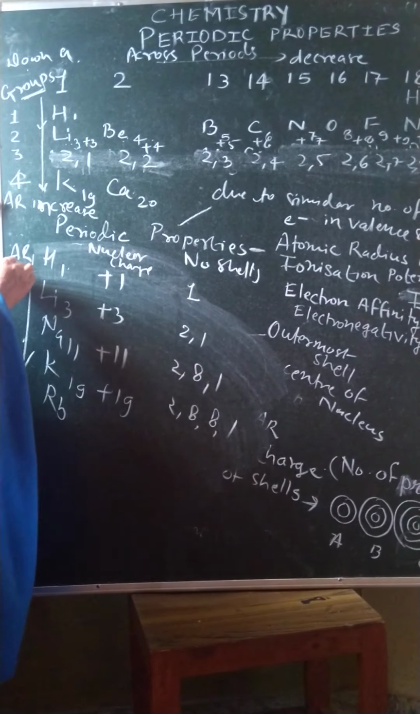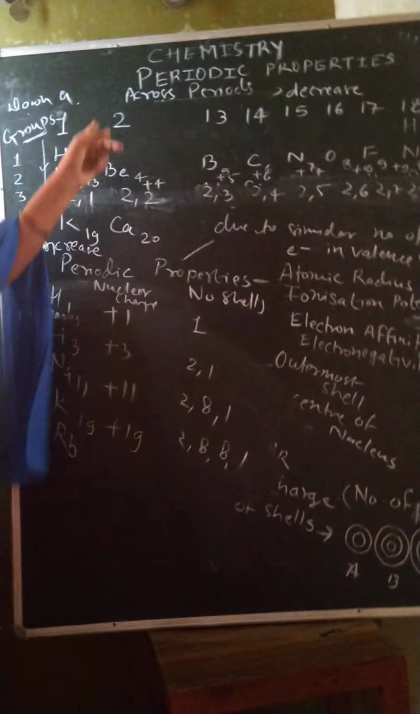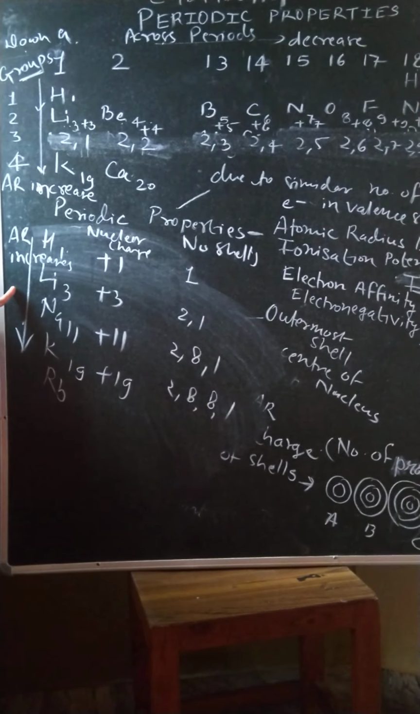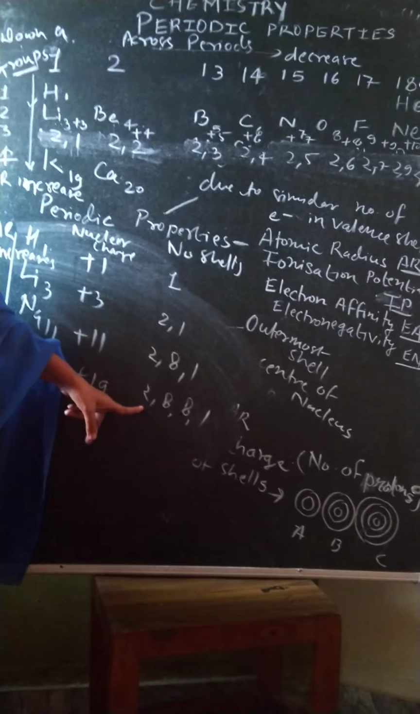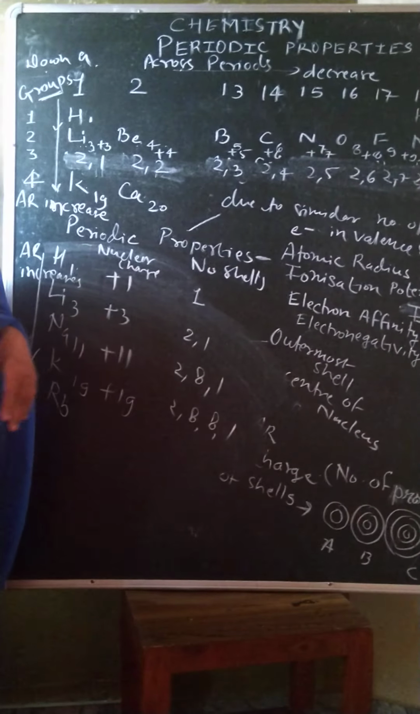So across the period, atomic radius decreases. While going down a group, atomic radius increases because the number of shells increases, which predominates over the higher nuclear charge. That's all for today.